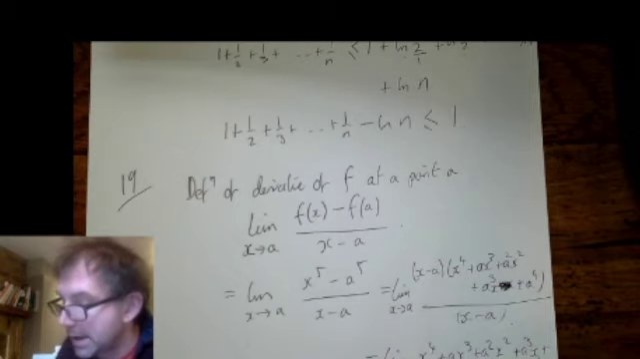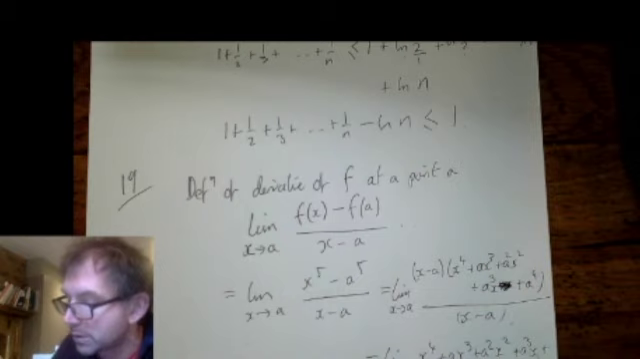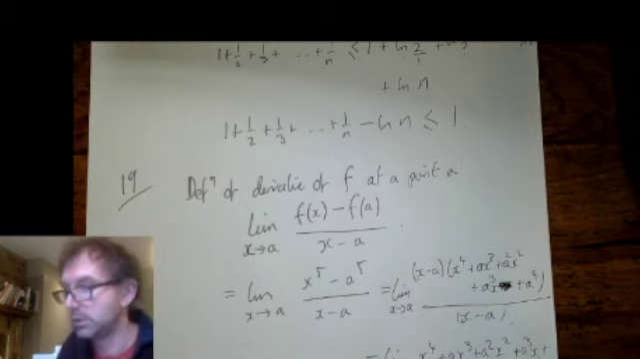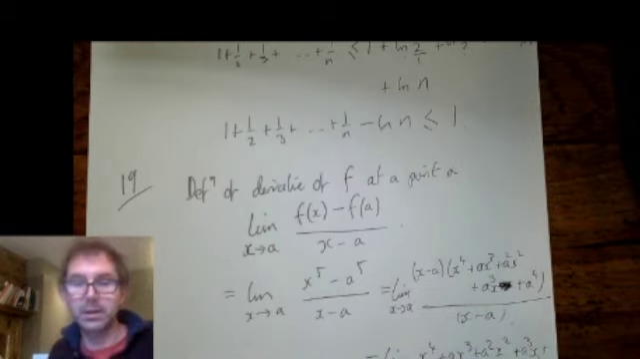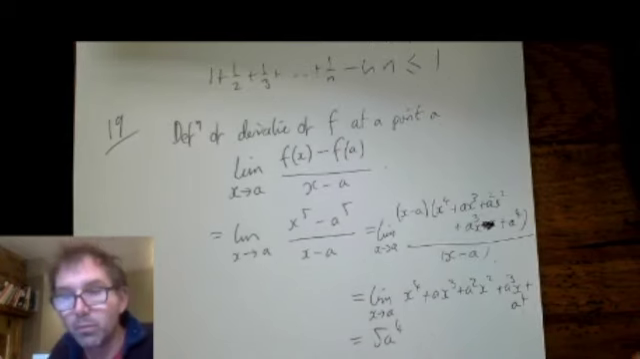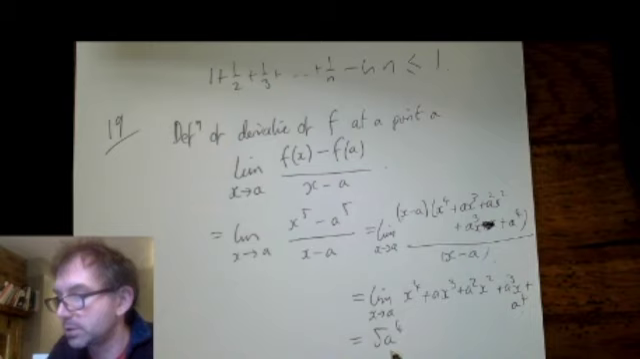And you plug in a into this, and what do you get? You get a to the 4 plus a to the 4 plus a to the 4 plus a to the 4 plus a to the 4. So that's 1, 2, 3, 4, 5 of them, which is equal to 5a to the 4, which is exactly what we are expecting to find when we differentiate x to the 5 and then plug in a.